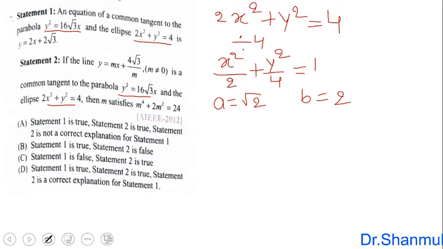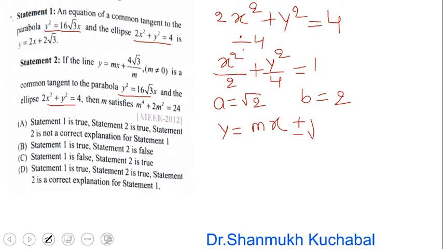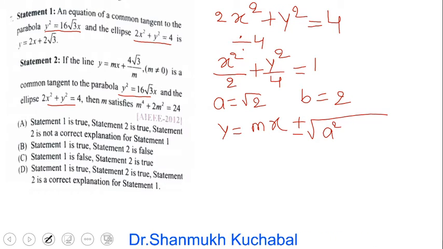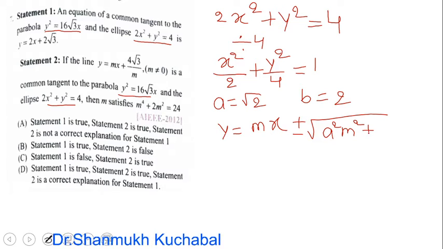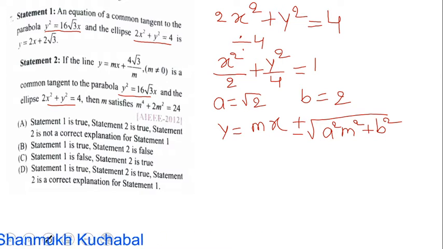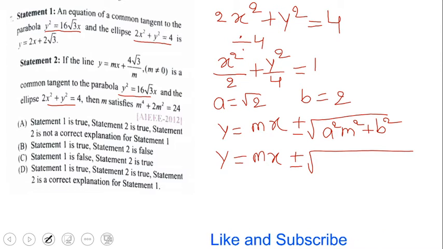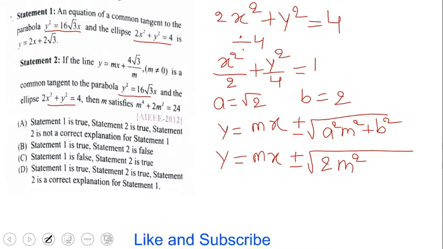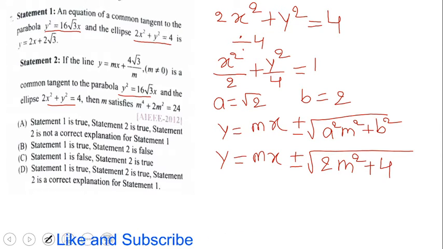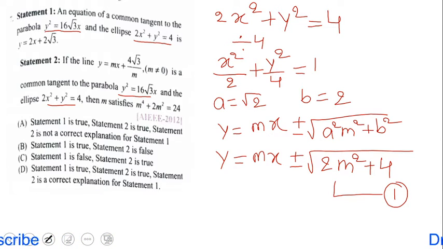Then we have the equation of a tangent. It is given by the formula y equal to mx plus or minus the square root of a square m square plus b square. So this is the formula. Then we have to substitute the values of a and b here. The a and b values we know, we just have to substitute. So I write this as y equal to mx plus or minus the square root of root 2 square, which is 2, m square plus b square, which is 2 square, we get 4. I call this equation 1.